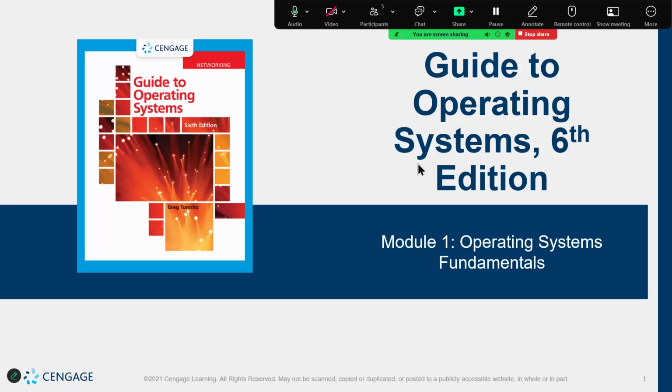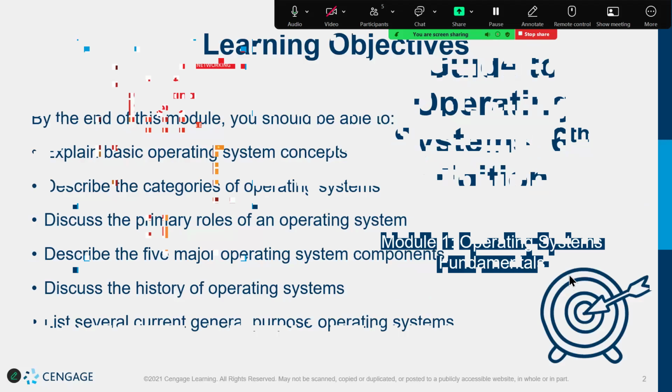In chapter one, we're going to go into the following objectives. We're going to explain the basics of operating system concepts, describe the categories of operating systems, discuss the primary roles of an operating system, discuss the five major operating system components, and talk about the history of operating systems as well as list several current general purpose operating systems.